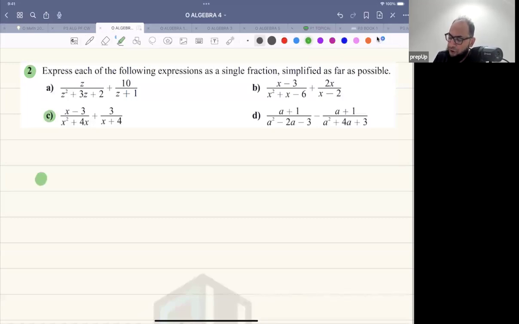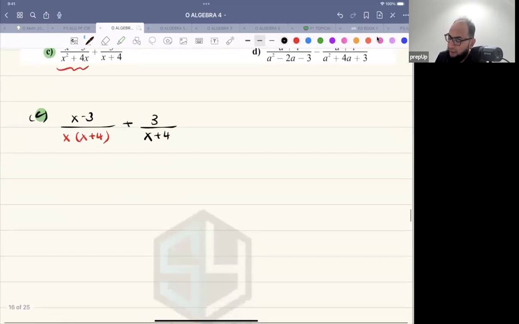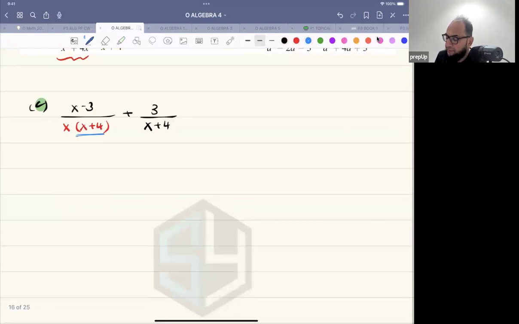So first of all, 2c. This is x minus 3. And if I factorize this, this becomes x plus 4. And over here, this is 3 over x plus 4. So the LCM, x plus 4 is common. And this x also remains.